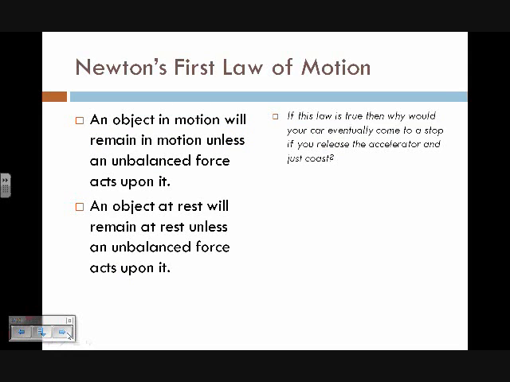Alright, so Sir Isaac Newton was an English physicist and mathematician. He explained the three laws of motion in a book he published in 1687. We're going to be discussing these laws in detail over the next week.